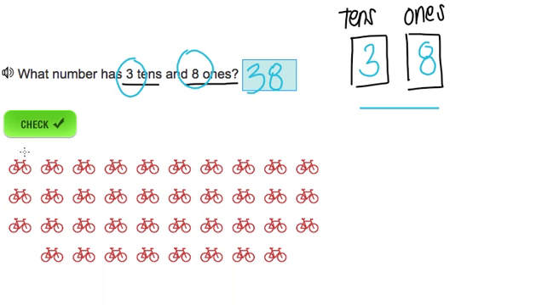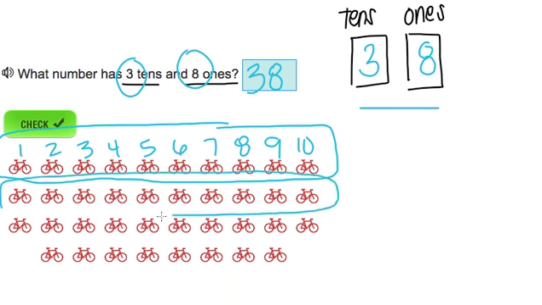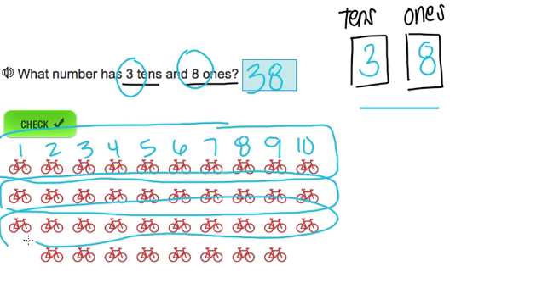So we're going to go ahead and let's just count one row. 1, 2, 3, 4, 5, 6, 7, 8, 9, and 10. So here is one group of 10, and we need to count 3 groups of 10. Here's a second group of 10, and we have our third group of 10.